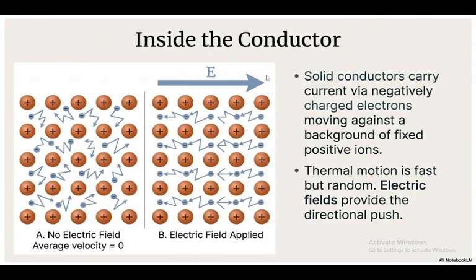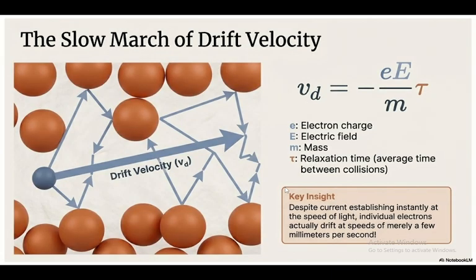Inside the conductor, here you see no electric field is there, so every velocity is 0. Electric field applied. Solid conductors carry current via negatively charged electrons moving against a background of fixed positive ions. Thermal motion is fast but random. Electric field provides the directional push. The slow march of drift velocity.